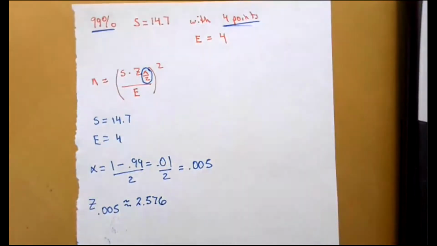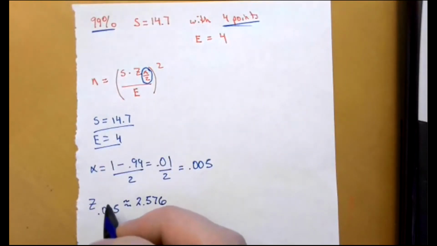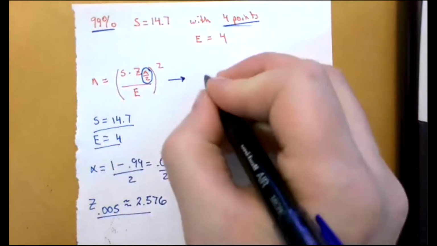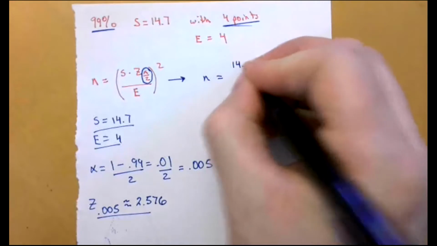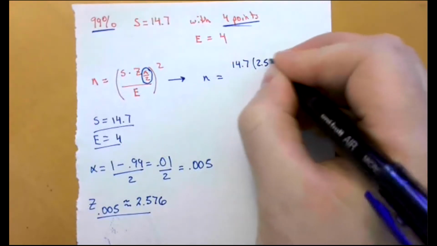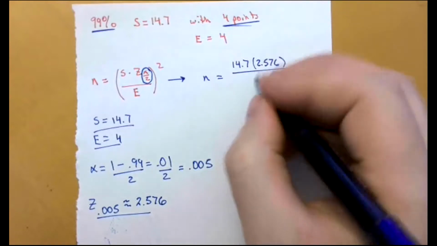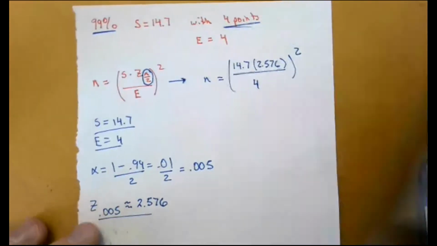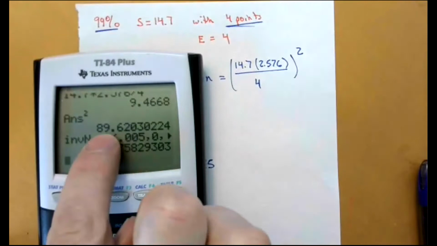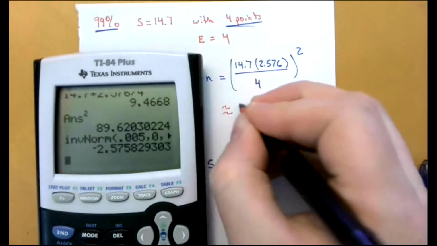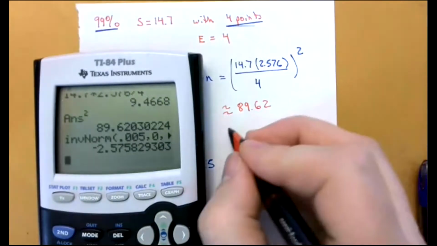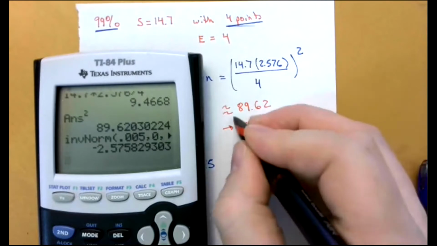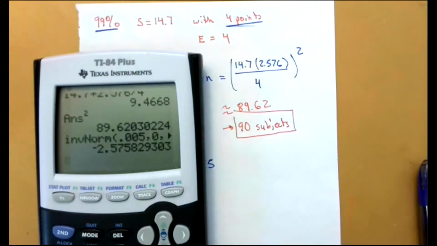Okay, so I have my 3 things. This will become 14.7 times 2.576, all divided by 4, and then we'll square it. And what I got when I typed all that in was 89.62. So we round that to 90 subjects, which is what my MyStatLab took as an answer.